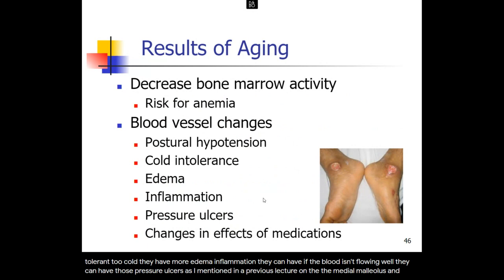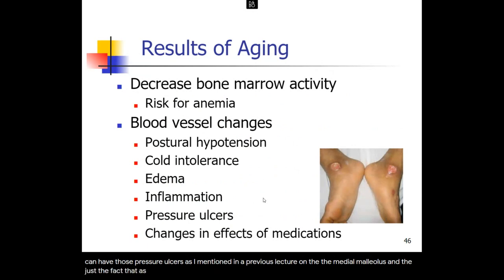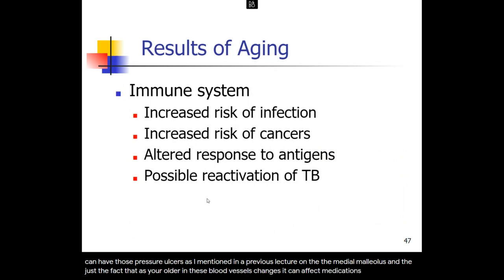And just the fact that as you're older and these blood vessels change, it can affect medications. The other thing that can happen as a person gets older is the immune system is impacted. So the patient has a greater risk for infection and cancer. They don't respond the same way. And as a person gets older, if their immune system weakens, they can have a possible reactivation of tuberculosis.